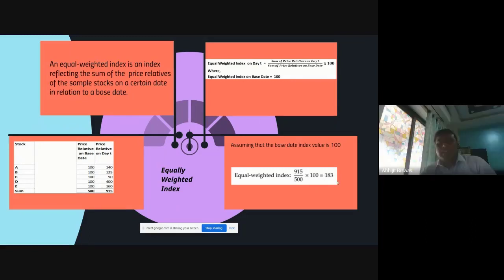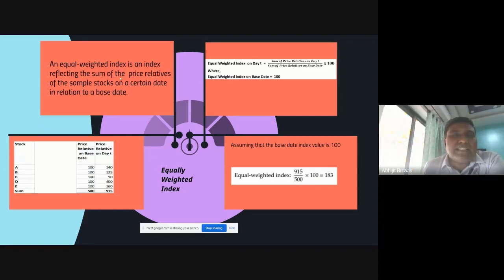This is very simple. Now you look at the definition. An equal weighted index is an index reflecting the sum of price relatives of the sample stock on a certain date in relation to a base date. So that is what we have done.